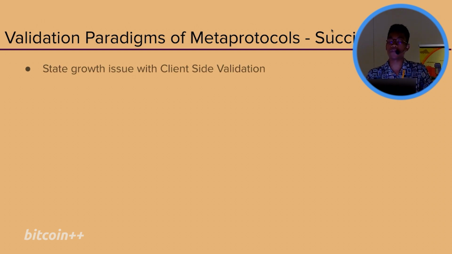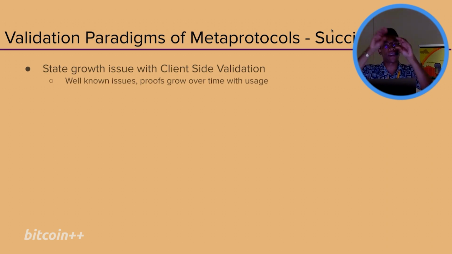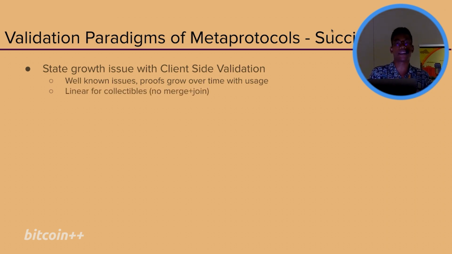Succinct proofs, right? So one issue with this paradigm in general, and this is something that's been very much covered in the past, is state growth, right? Because every single time we're making a new asset, we point to the prior one and prove the existence of the prior one itself. If you have something simpler, something that can never be split, like a collectible, you have linear growth on that collectible itself, right?